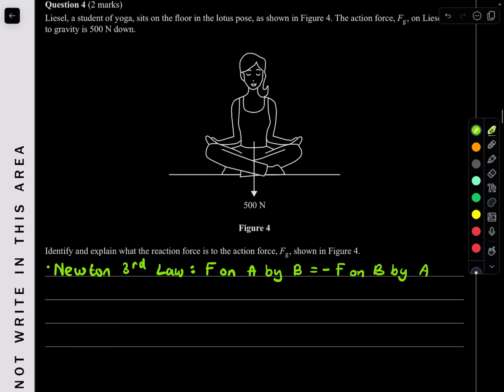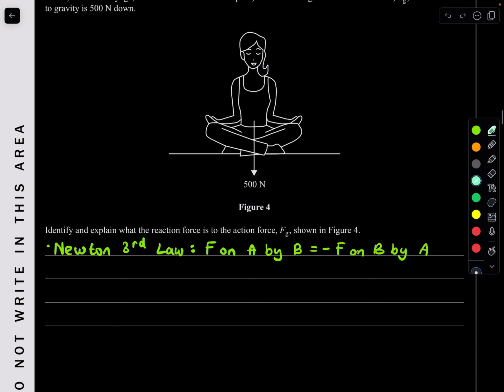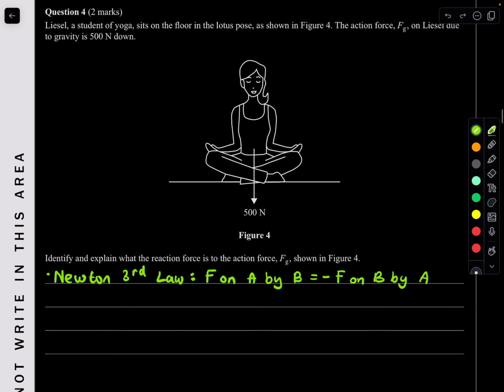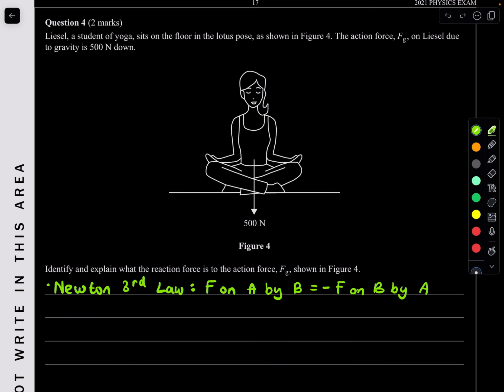By the way, if you don't understand this, this is what it's saying. This is your action force, and this will be your reaction force, where the reaction force is the same magnitude but in the opposite direction. So, for example, let's look at this case. Using this notation, the action force is the force of gravity on Liesl. Liesl is our A value in this case, because it's on Liesl by B, which is gravity. So gravity is going to be B.